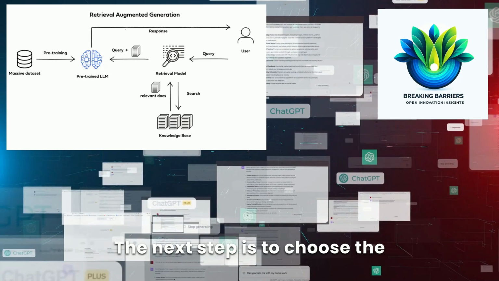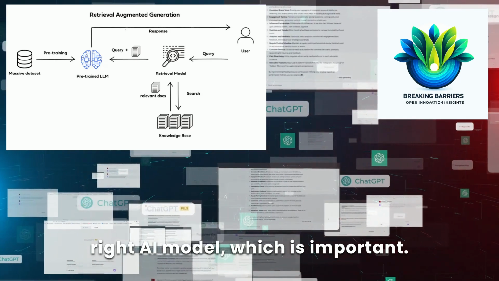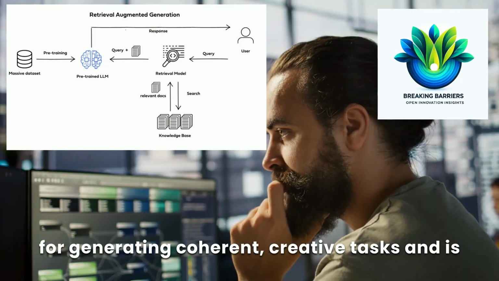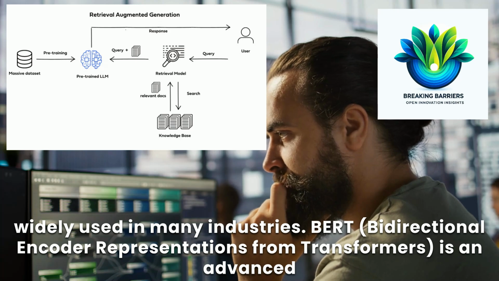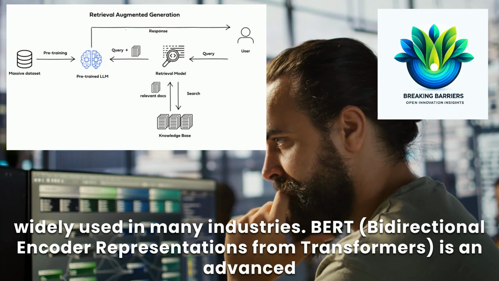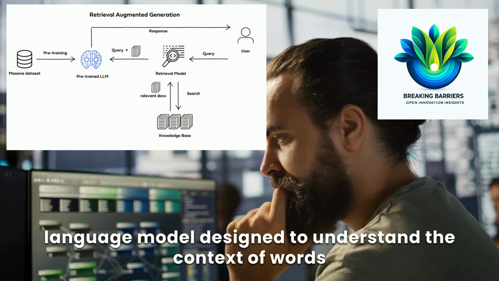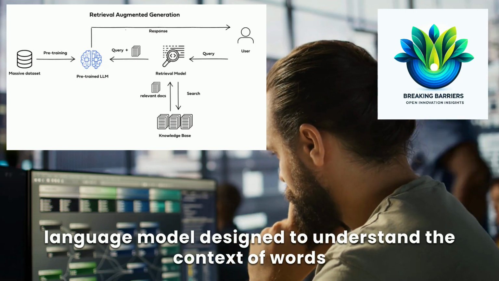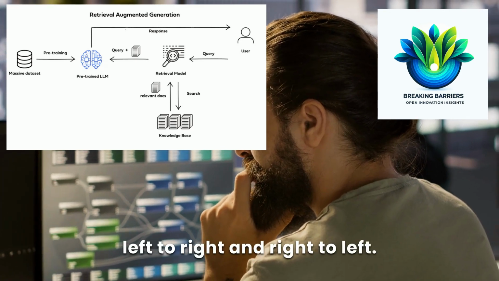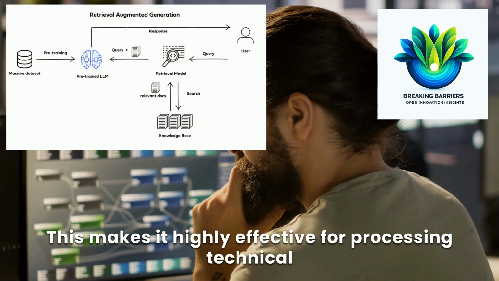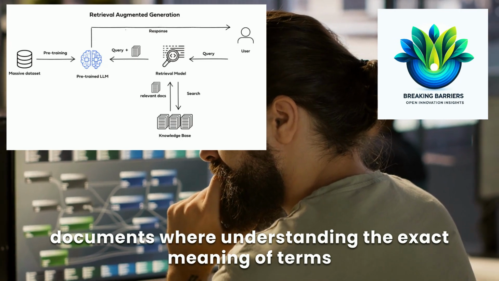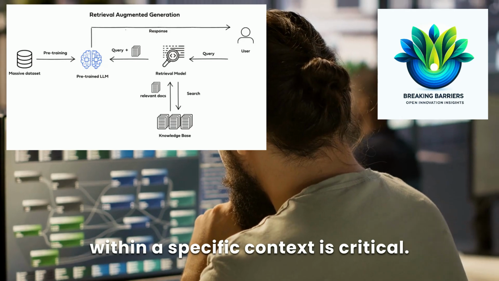The next step is to choose the right AI model, which is important. For instance, GPT-4o is great for generating coherent, creative text and is widely used in many industries. BERT, bidirectional encoder representations from transformers, is an advanced language model designed to understand the context of words in a sentence by analyzing them in both directions, left to right and right to left. This makes it highly effective for processing technical documents where understanding the exact meaning of terms within a specific context is critical.